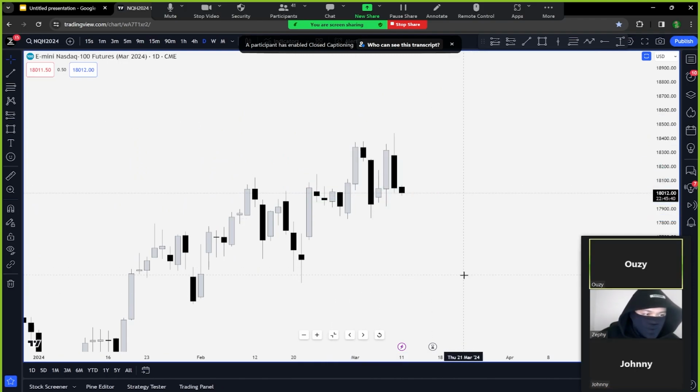Have you tried it on other assets? Yeah, it works everywhere. You can use it on EU DXY, GBP USD DXY, XAU USD DXY. Do you only focus on taking trades? Yeah. No SMT, no trade. No macro, no trade.